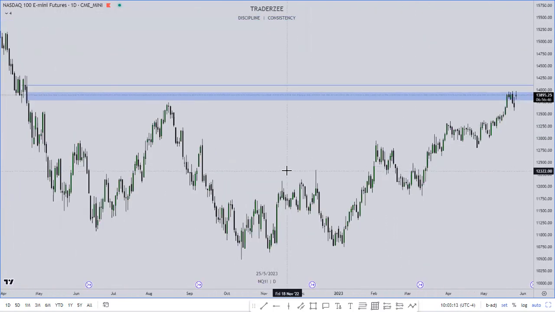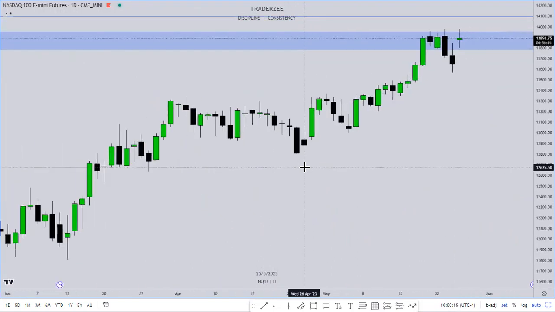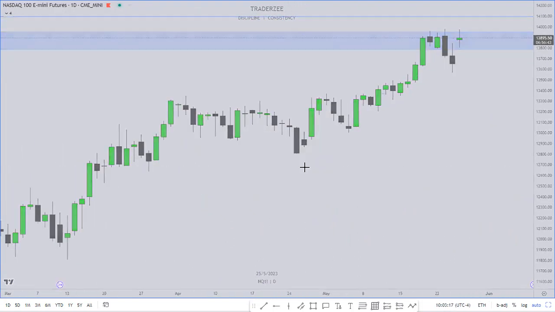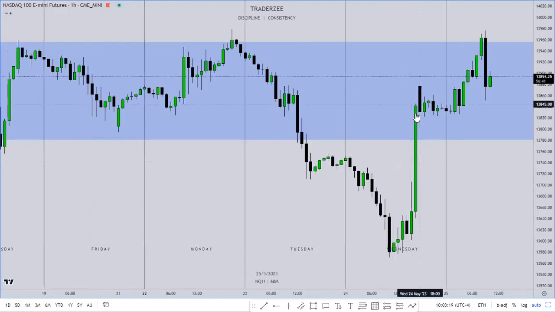Okay, so let's go to the hourly now. See, this is the real new day opening gap.